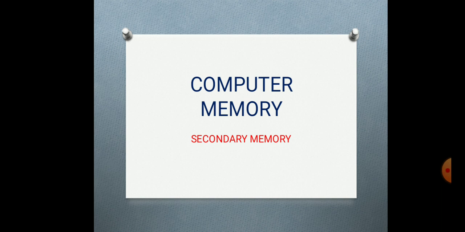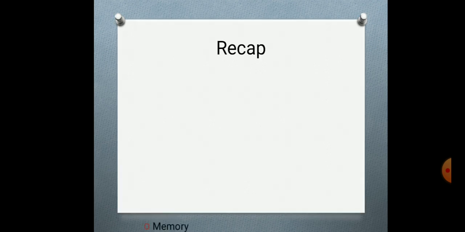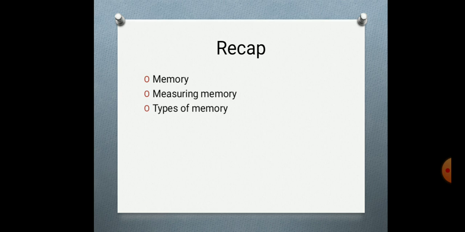In the last class, we discussed computer memory. We saw what memory is, how to measure memory in terms of bytes, kilobytes, megabytes, and gigabytes, and the types of memory. There are two types of computer memory, primary memory and secondary memory.